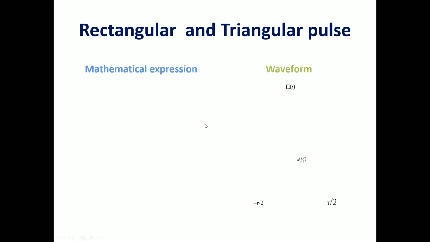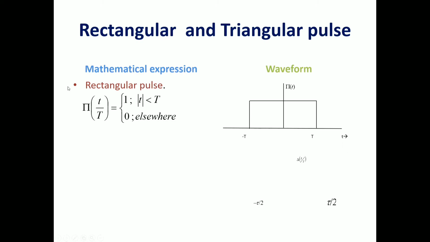Now the rectangular and triangular signals can be represented. The mathematical expression for the rectangular signal is this. It may be represented as pi of t by T equal to 1 for modulus of t less than T and equal to 0 elsewhere. The corresponding waveform will look like this. From minus T to T, the amplitude is 1. So this is a simple rectangular pulse. Looking at the shape itself, I can say it is a rectangle.